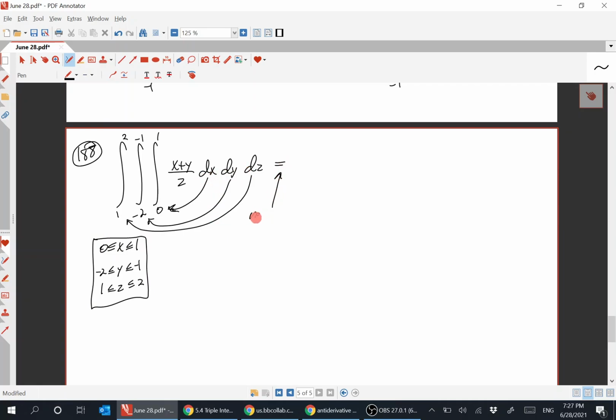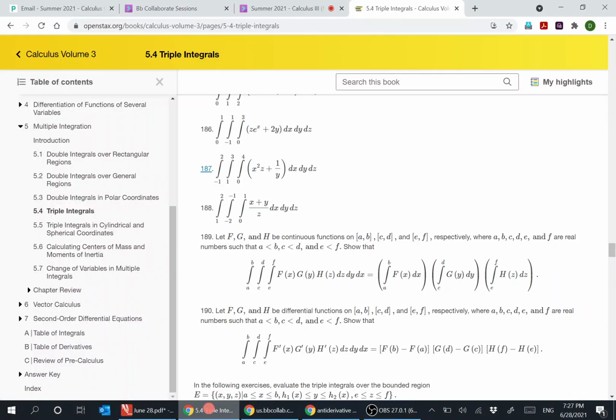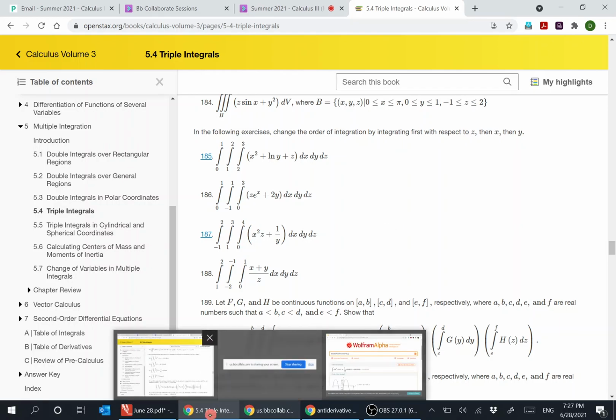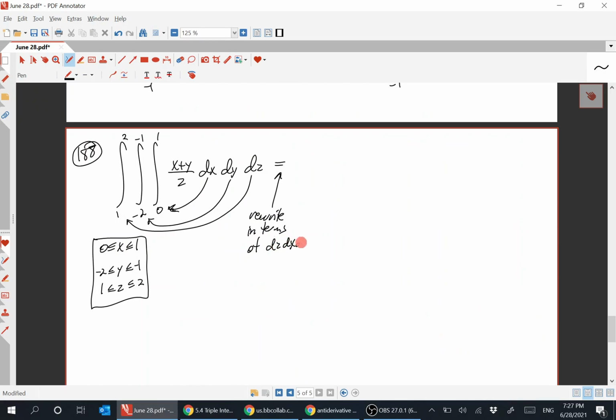So rewrite in terms of y, x, and then z: dz, dx, dy. So this is x plus y over z, dz, dx, dy. So z goes from 1 to 2. X goes from 0 to 1. Y, oops, that's a y. y goes from -2 to -1.